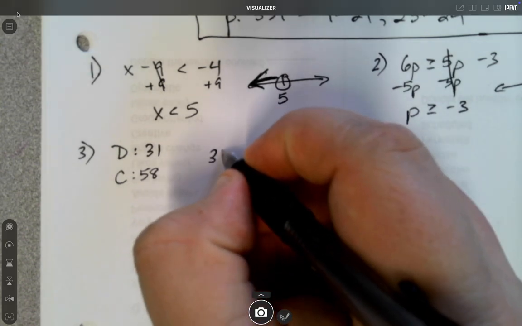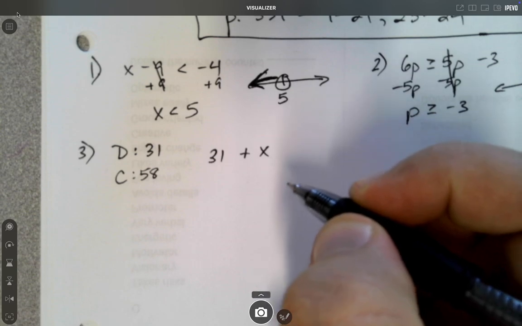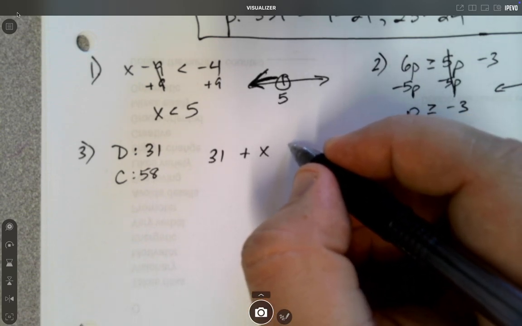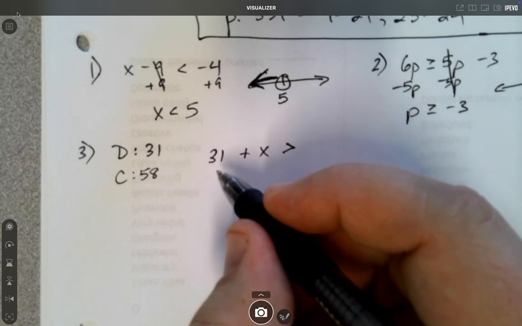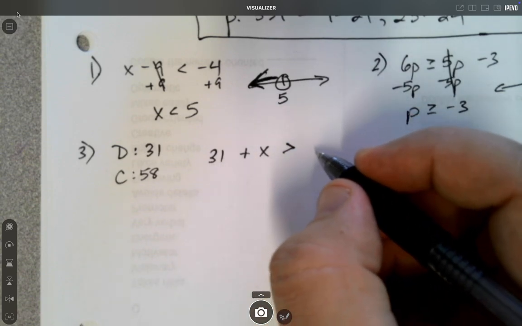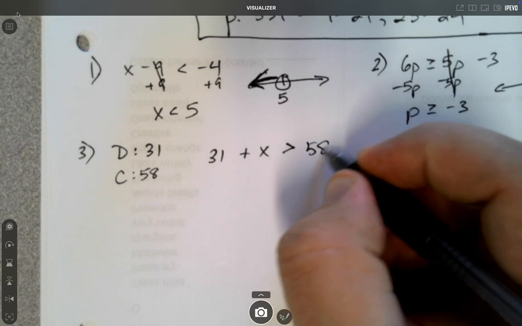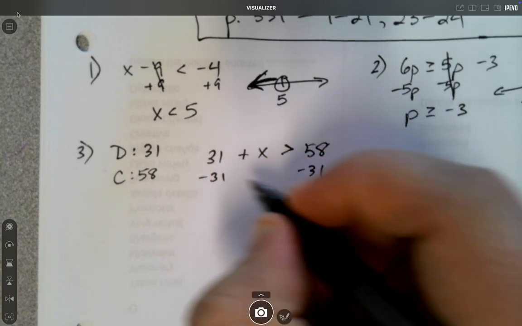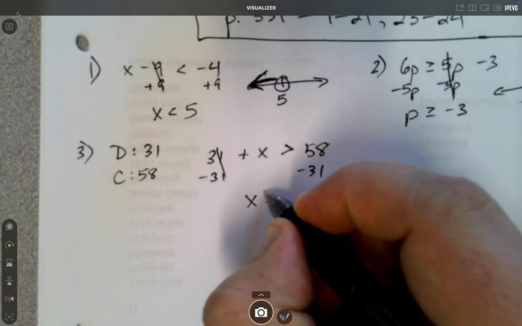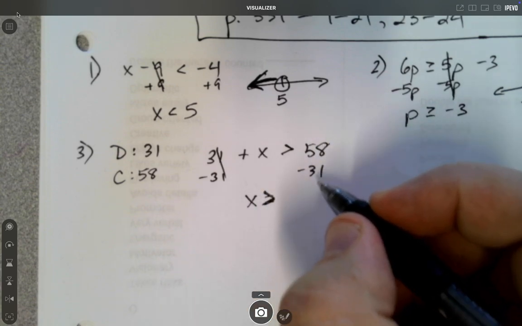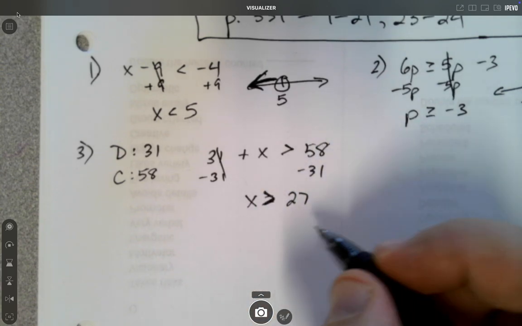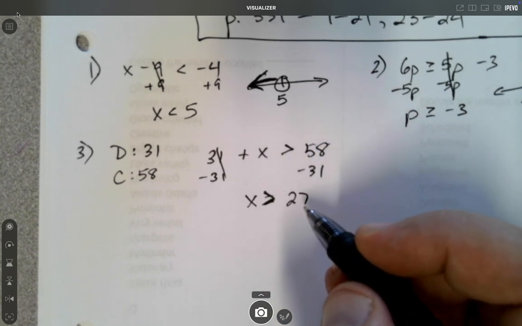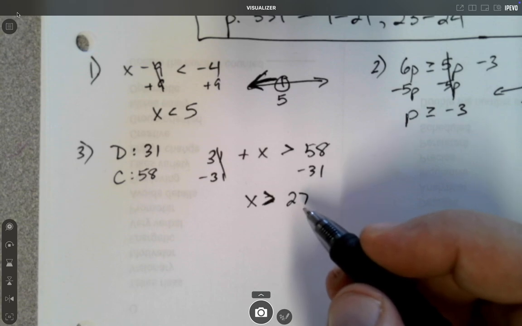So Drew has 31. He needs to add an unknown number to it because he wants to have more than Connor. So he wants his total, which is 31 plus the ones he adds on, to be more than 58. So we can subtract 31 from both sides. Greater than. 58 minus 31 is 27. So 27 would not be enough because that would make him equal to Connor's collection, but he wants to be more than that. So he'd want to have more than 27.